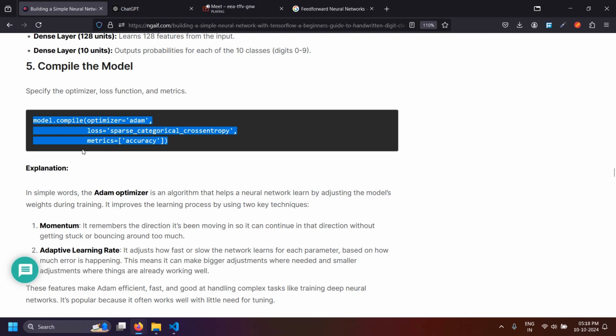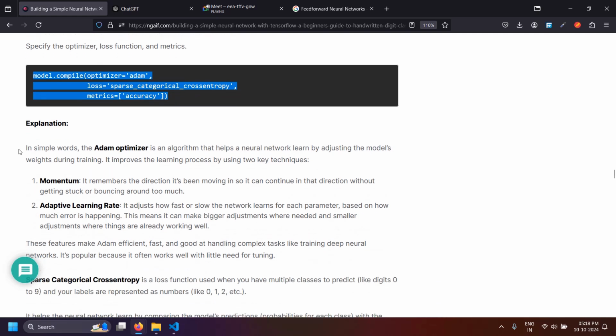So what this code means is that the Adam optimizer is an algorithm that helps a neural network learn by adjusting the model's weights during training. I told you it will automatically reconfigure the things inside, so you don't have to do this manually. There are already algorithms available, and one of them is Adam, to reconfigure the weights during training.